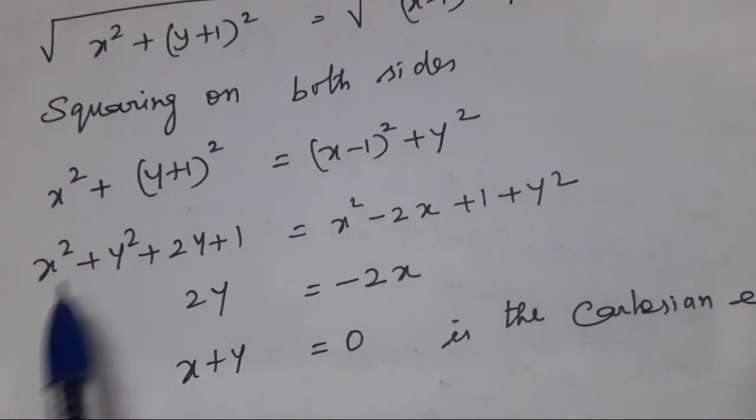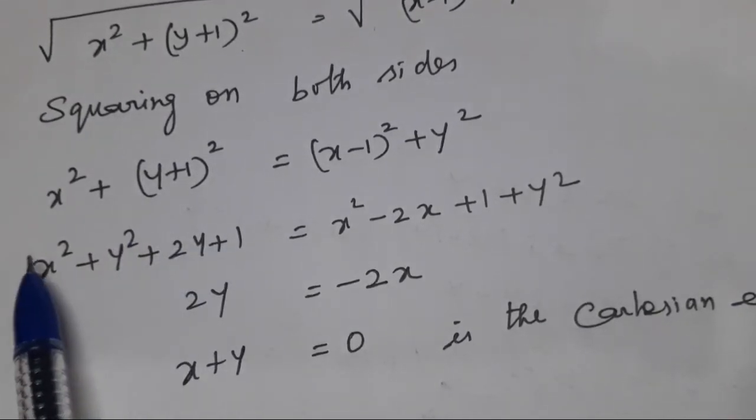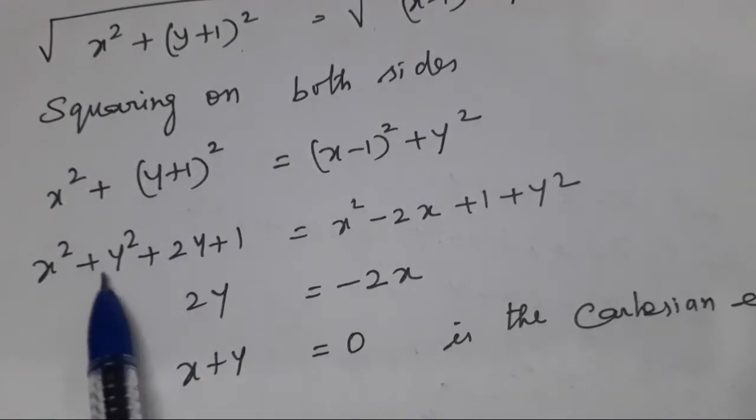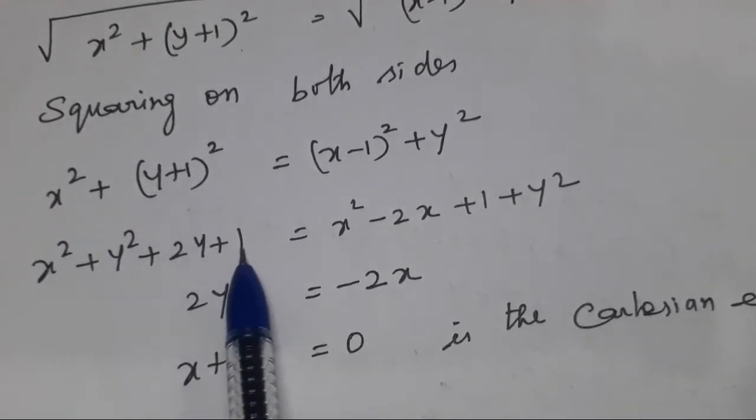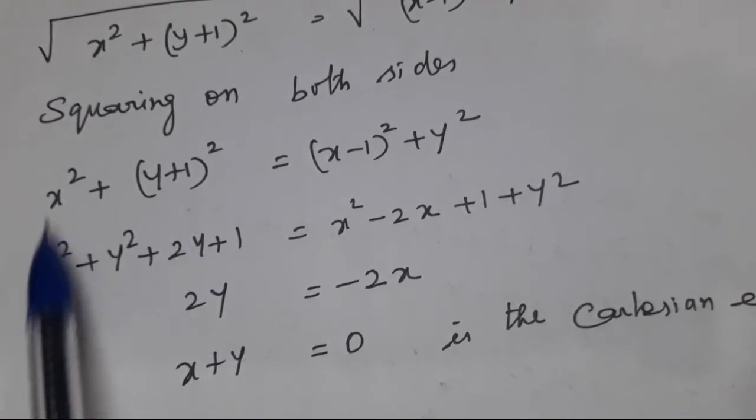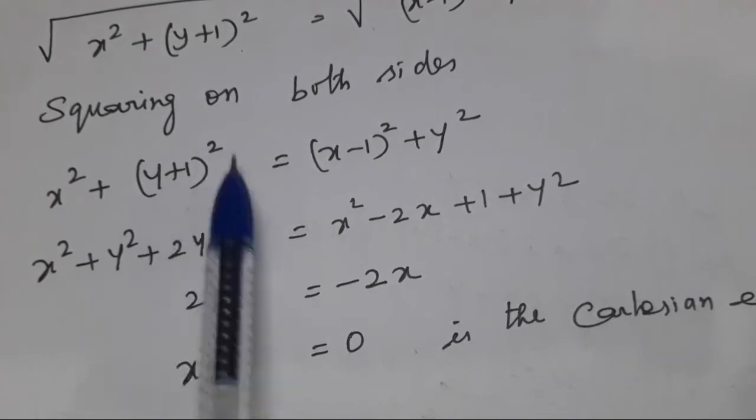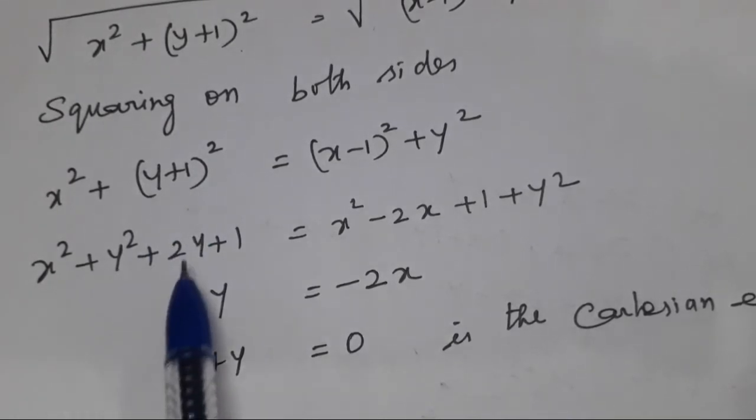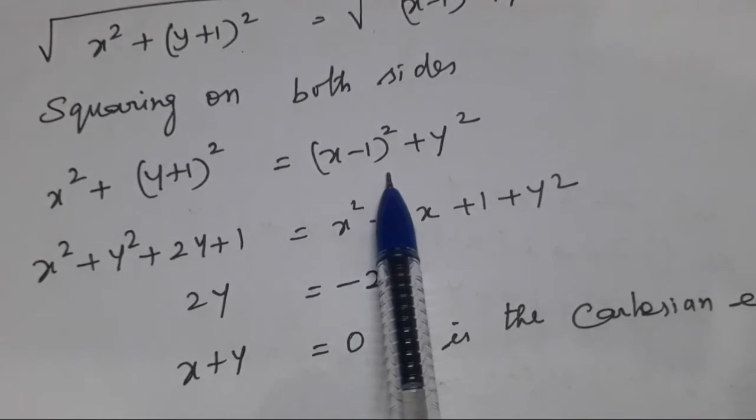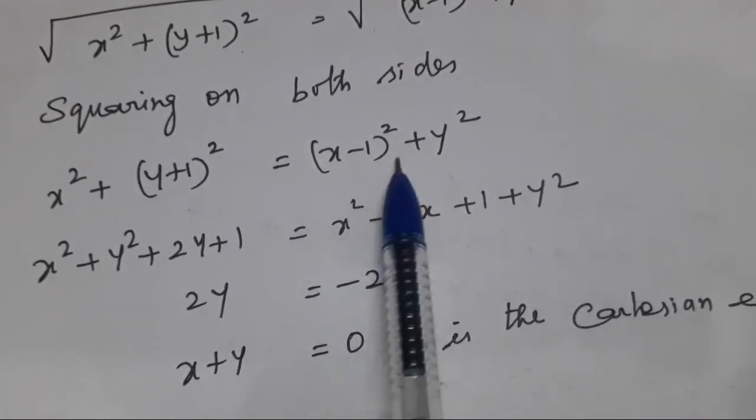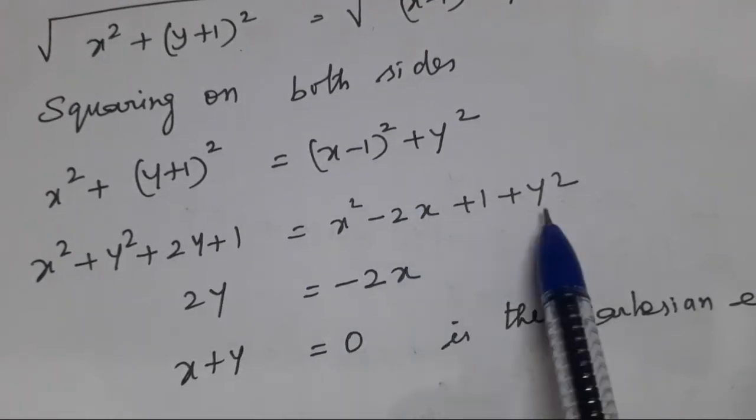So x square, what is the formula? The a plus b whole square formula: a square plus 2ab plus b square. Therefore x square plus y square, 2ab is 2 into y, plus b square is 1. x square stays as itself. You apply the algebraic formula a plus b the whole square, so y plus 1 whole square is y square plus 2y plus 1. Similarly here, you apply the a minus b whole square formula: x square minus 2x plus 1 plus y square.